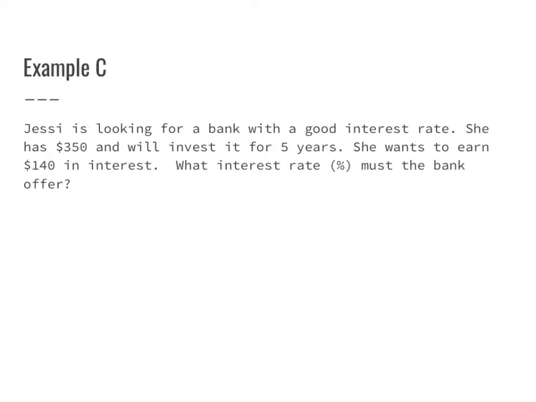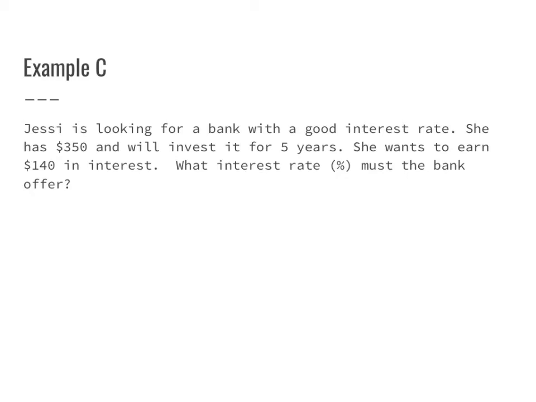So here we are at example C, and it says Jessie is looking for a bank with a good interest rate. She has $350 to invest it for 5 years. She wants to earn $140 in interest. What interest rate must the bank offer? So again, now I have a problem. It doesn't have those little boxes with arrows indicating to me the important parts. So I'm going to have to go through and find the important parts all on my own.